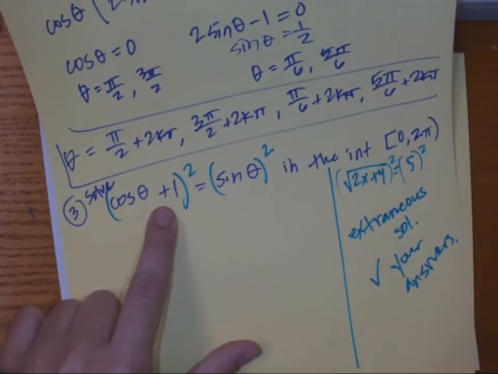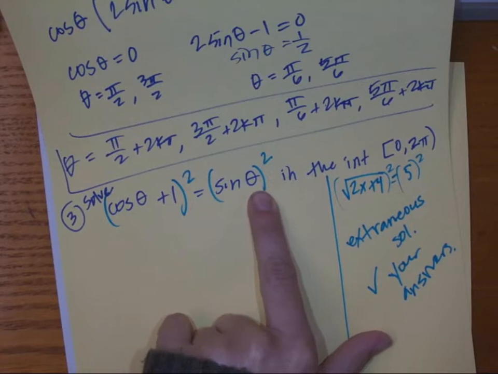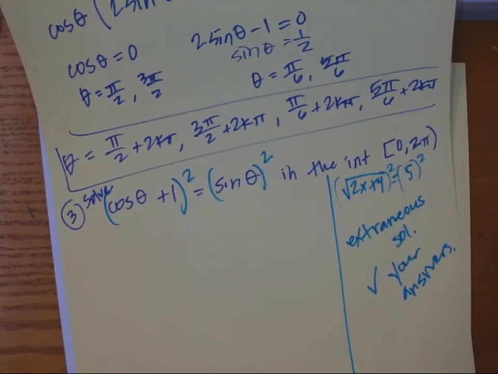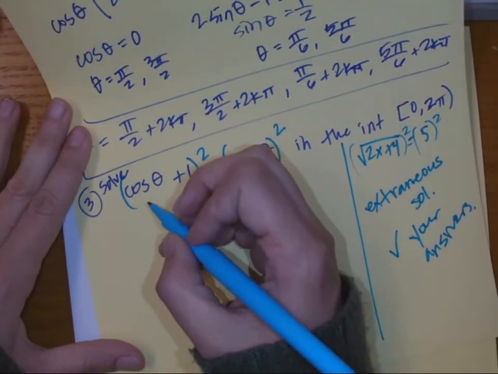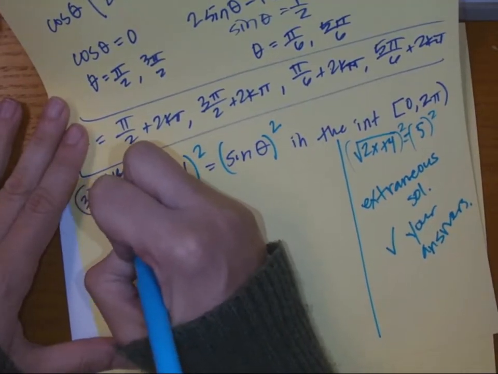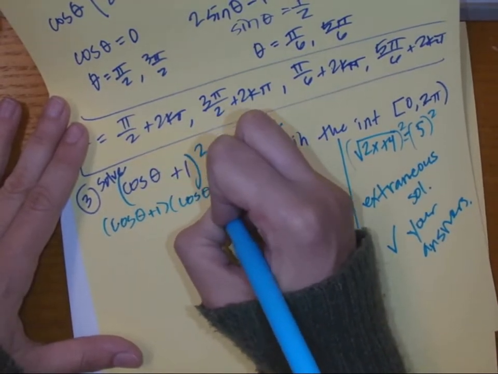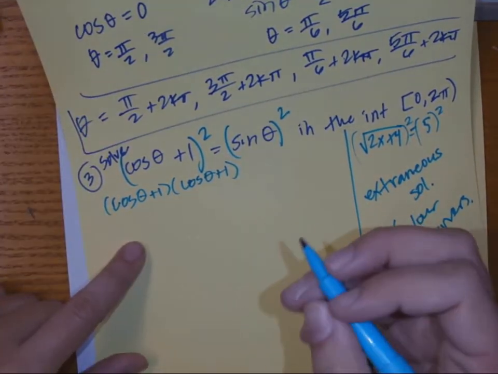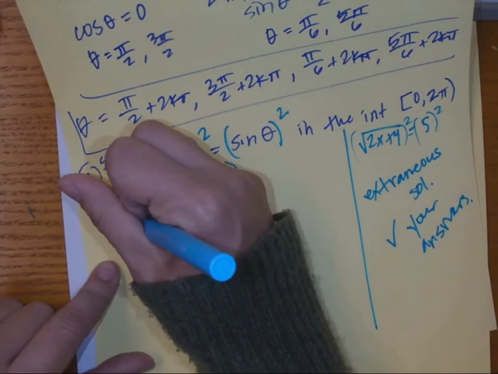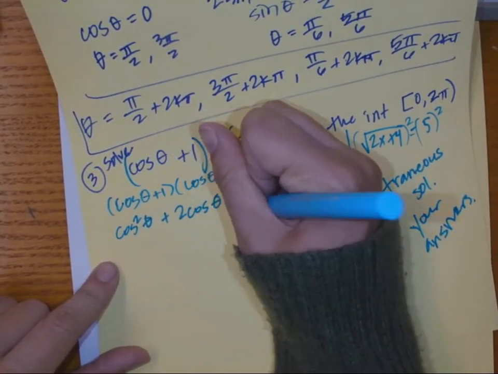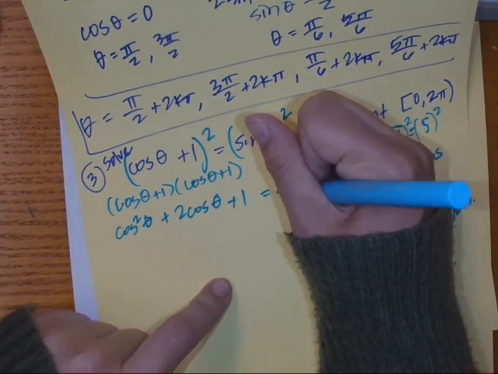So when I go to square this, the right-hand side square is easy. It's just sine squared theta. Here, to square a binomial, essentially I'm going to do cosine theta plus 1 times cosine theta plus 1, and when you multiply it all out, you get cosine squared theta plus 2 cosine theta plus 1. Over here, this is just sine squared theta.